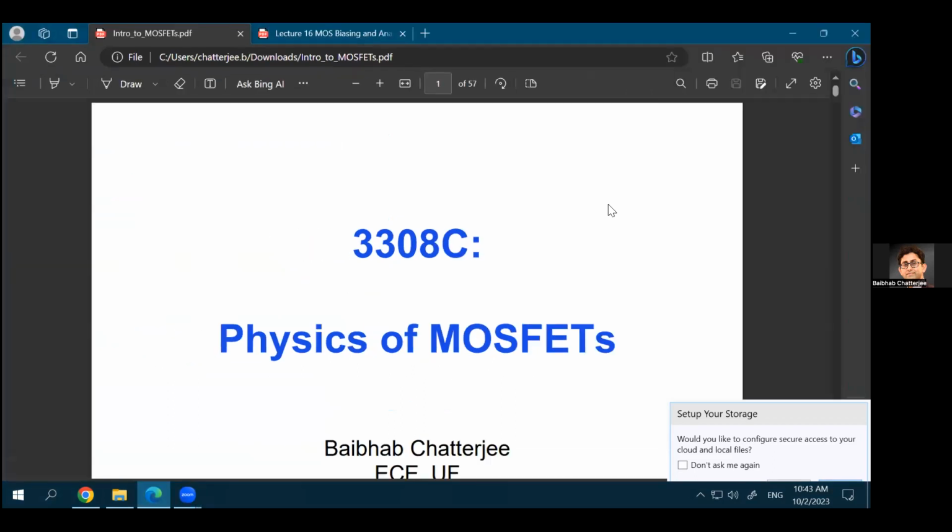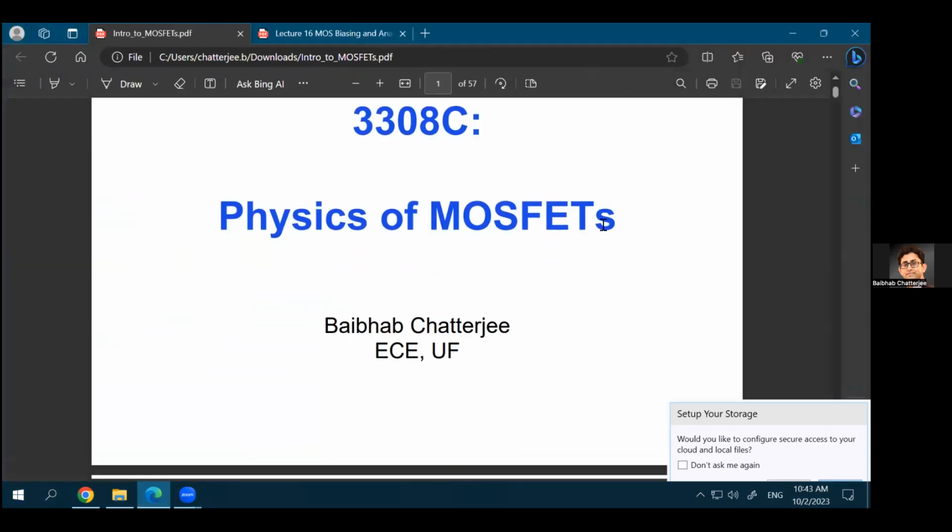What we are going to do today is learn a little bit about the physics of the MOSFETs, and also what kind of equations we use, and what the characteristics of this MOSFET are that make it useful and interesting for any kind of circuit development. So that's what we are going to learn today as well as in the next lecture.